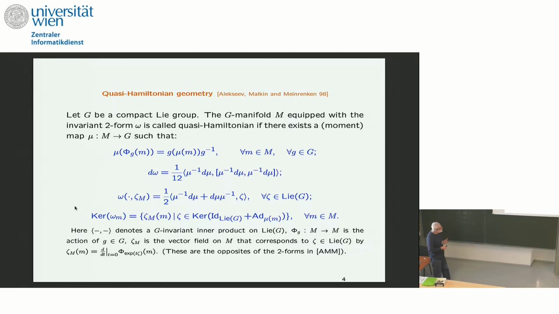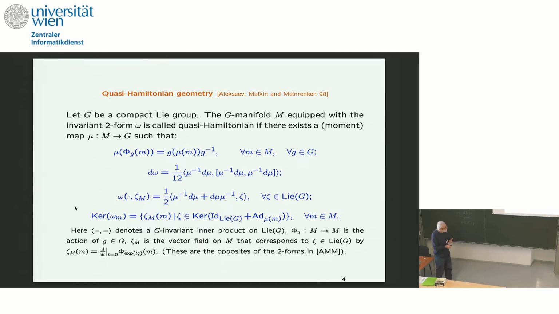Namely, let's suppose that little m is a point of this manifold. The kernel of this 2-form at the point little m is given by the values of the vector fields corresponding to Lie algebra elements, and those Lie algebra elements which belong to this kernel are the ones in the eigenspace of the adjoint action of the moment map value on the Lie algebra with eigenvalue -1.